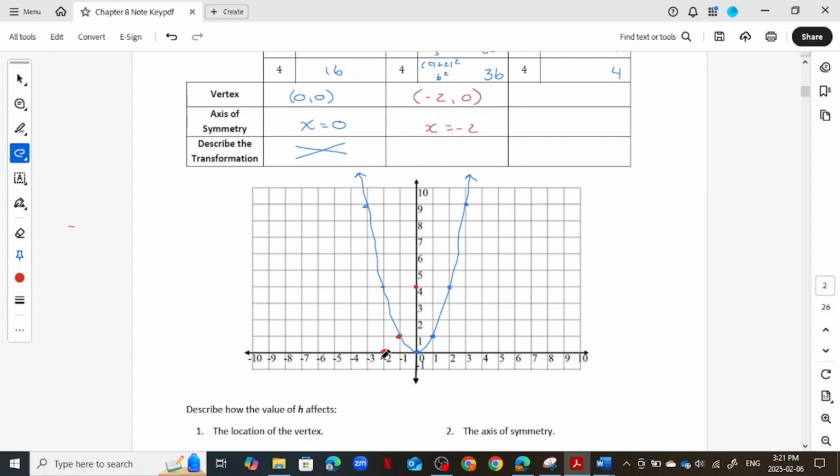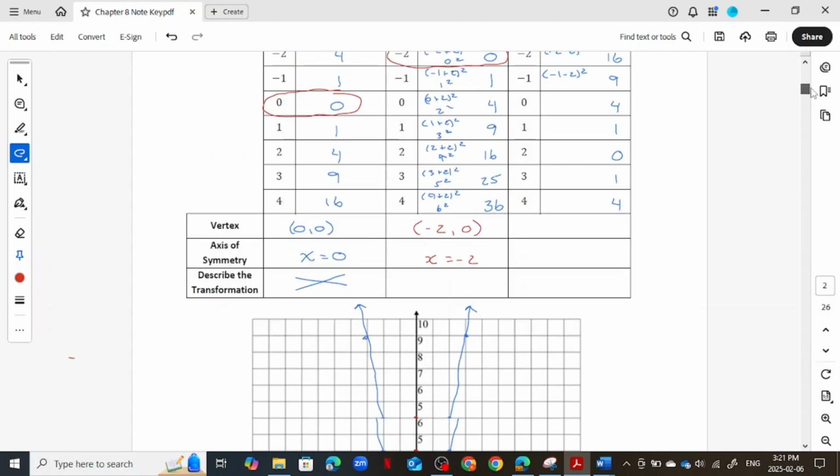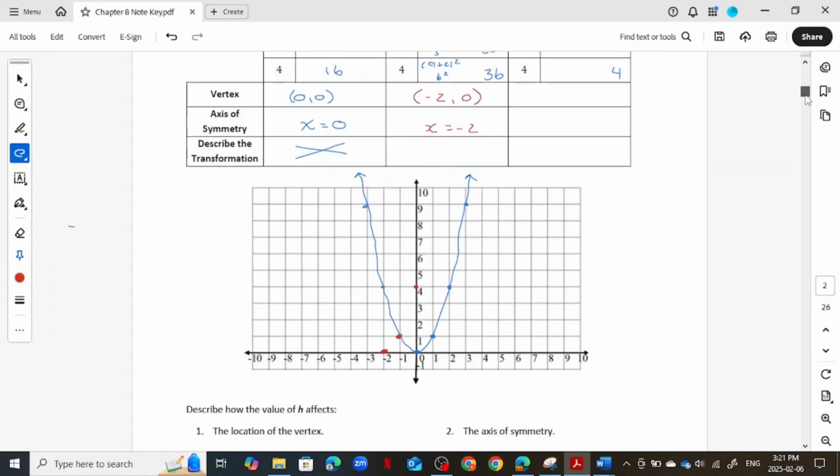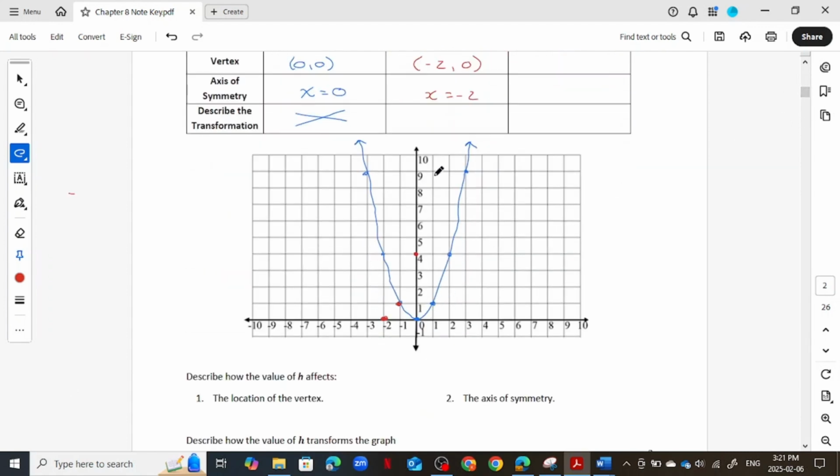If I wanted to do the next one, we said that when x is 1, y is 9. But instead of using a table of values, I could have gone over 3 and up 9. If I wanted to do the other side, I could keep following my table of values, or I could go over 1, up 1. I have a point at negative 3, 1. Over 2 and up 4, I have a point at negative 4, 4. Over 3 and up 9, I have a point at negative 5, 9. And I get this base parabolic shape.